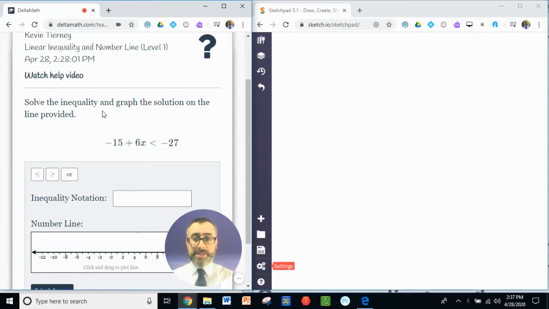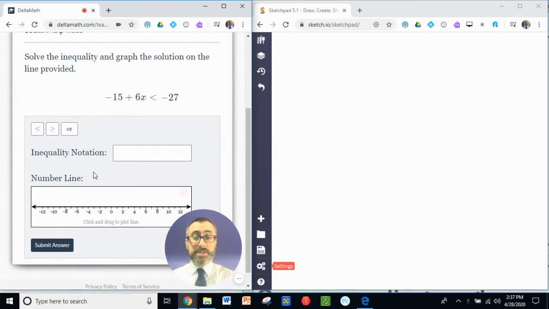Solve the inequality and graph the solution on the line provided. We have our two answer spaces here, first for the inequality notation, and second for the number line. We'll attack this problem the way that we attack most linear equations, solving. Negative 15 plus 6x is less than negative 27. I'm going to copy that into my workspace.